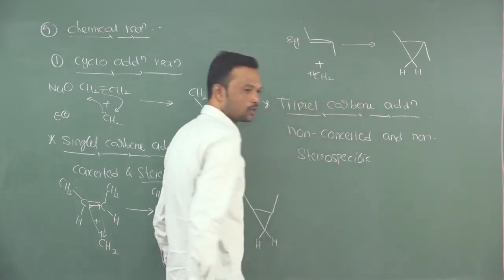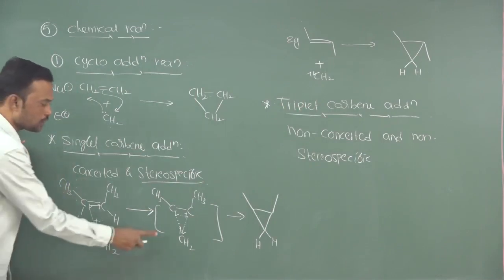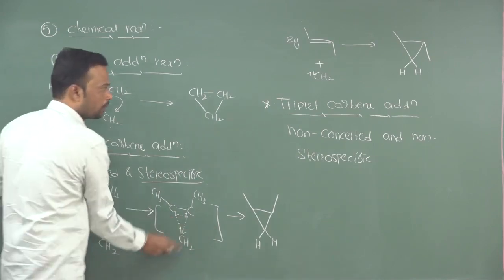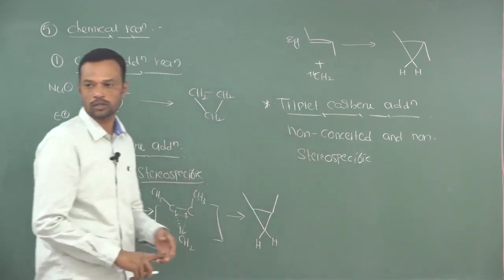It is non-concentrated and non-stereospecific. What does it mean? Non-concerted, non-stereospecific means more than one step. A concerted reaction is a single step reaction, with a transition state that is not considered a step. But in this case, you will expect a multi-step reaction. Definitely one intermediate is going to be formed in this one.